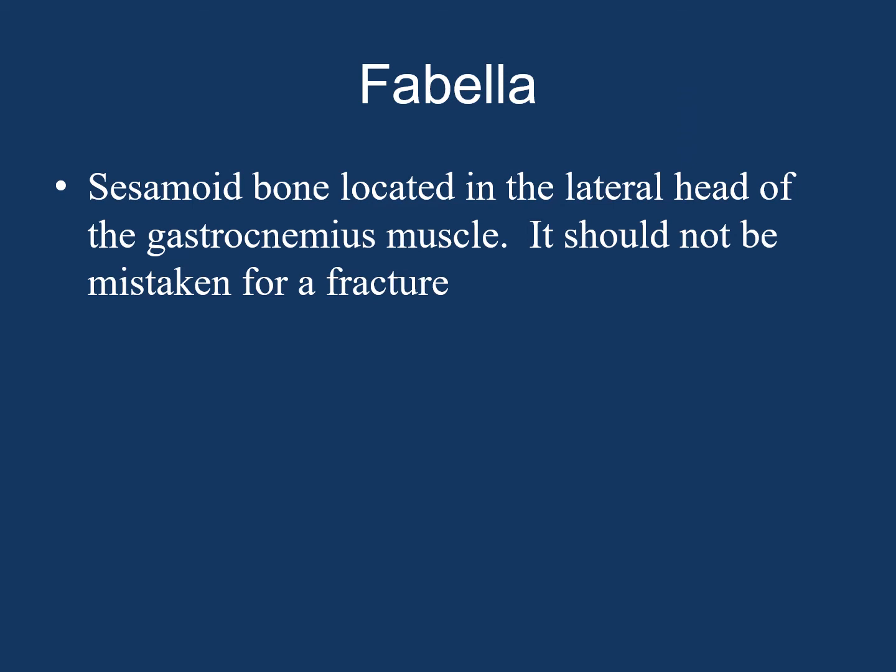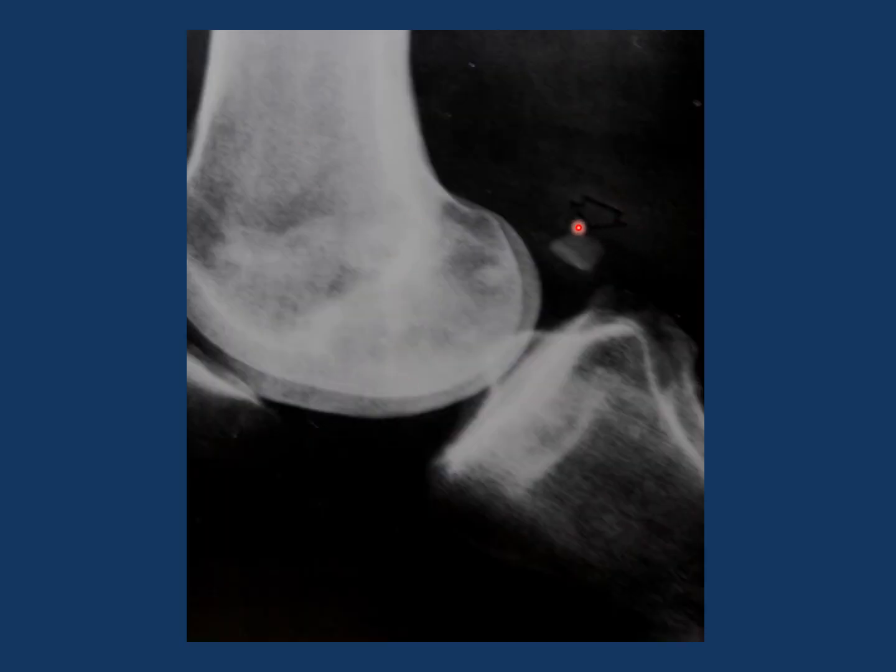Fabella. Have you heard of fabella? It is a sesamoid bone located in the lateral head of the gastrocnemius muscle. It should not be mistaken for a fracture. And here, posteriorly, if you have the patella in front, you have the fabella posteriorly.